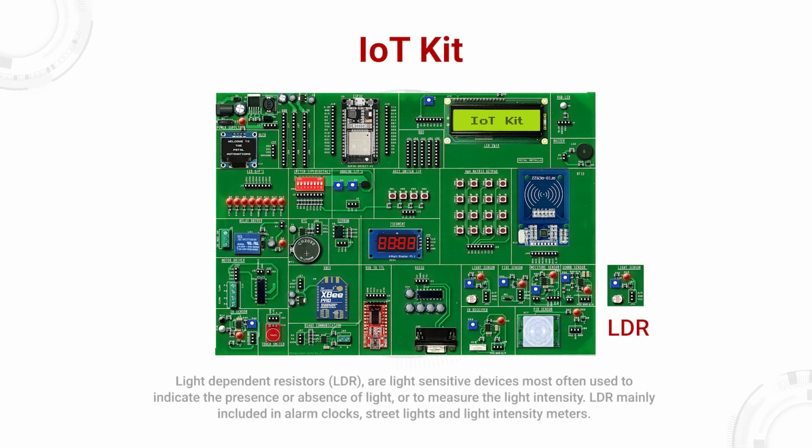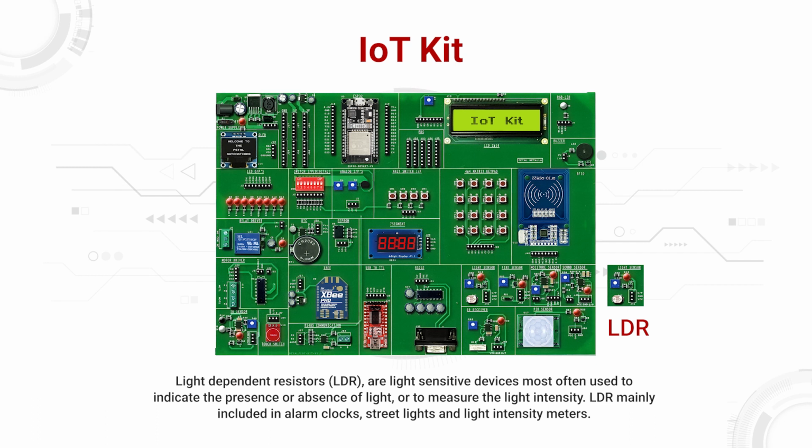Light-dependent resistors (LDR) are light-sensitive devices most often used to indicate the presence or absence of light, or to measure the light intensity. LDRs are mainly included in alarm clocks, street lights and light intensity meters.